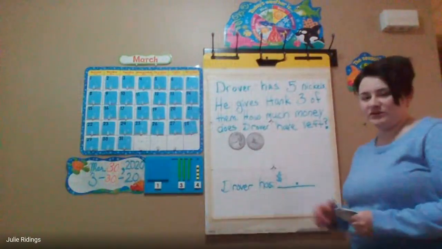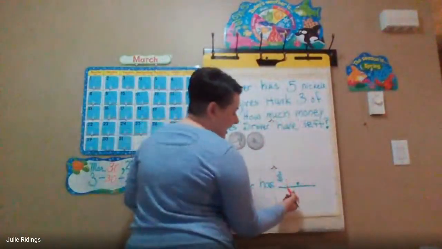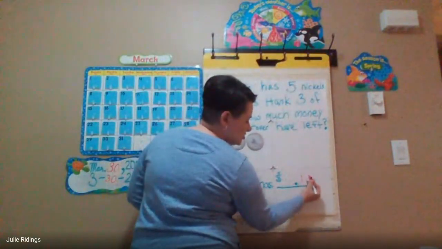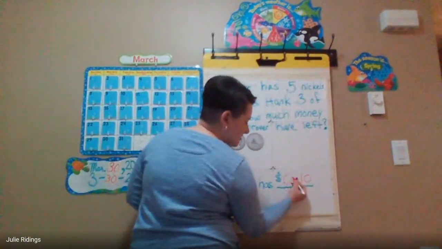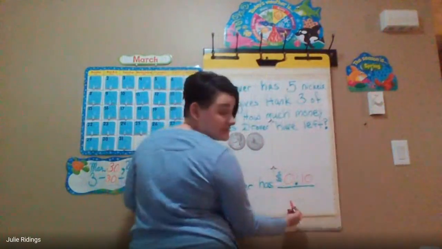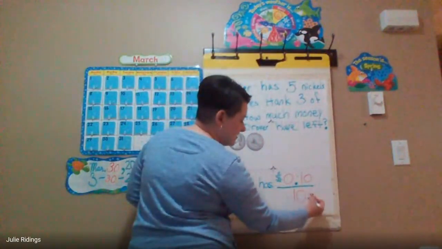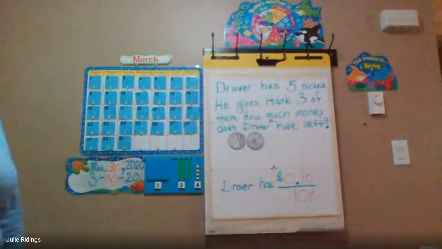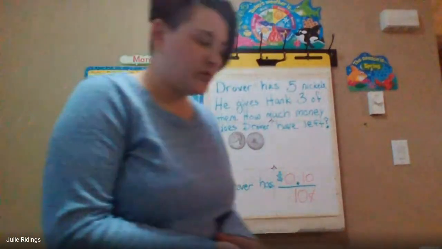How is that going to look when I write it? He has, after the decimal point, we need to put our change, 10 cents. And then here we have the dollar sign, $0.10. Another way to write that could be 10 with the cent sign. Okay, guys? That is our short morning meeting.